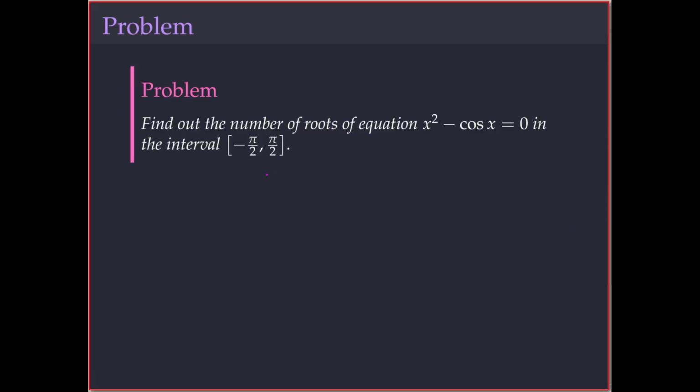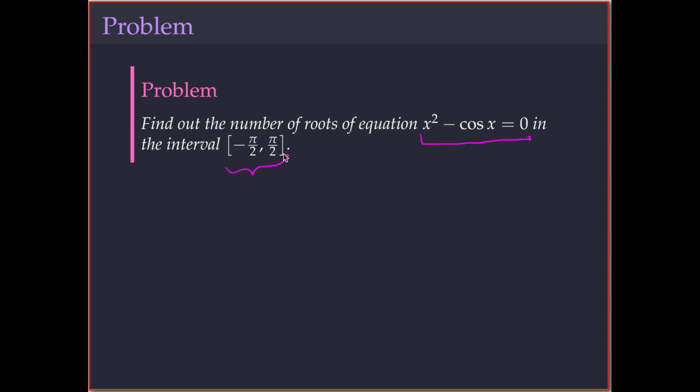Okay. So the problem is to find the number of roots of the equation x square minus cosine x equals 0 in the interval minus pi by 2 to pi by 2. So you have to find out how many zeros this equation has in this interval. I recommend you pause the video, try to solve the problem, and then we can discuss the solution.